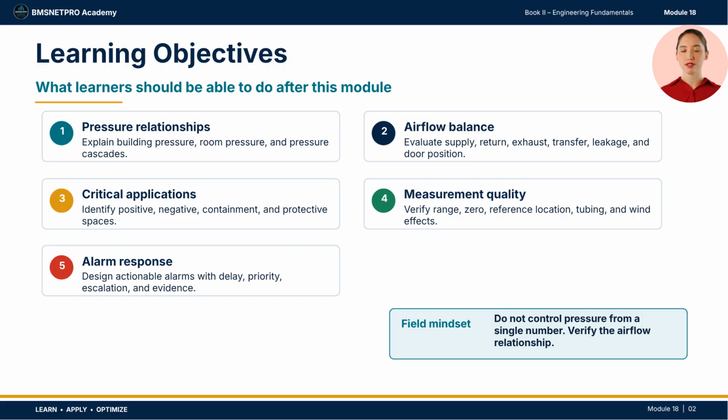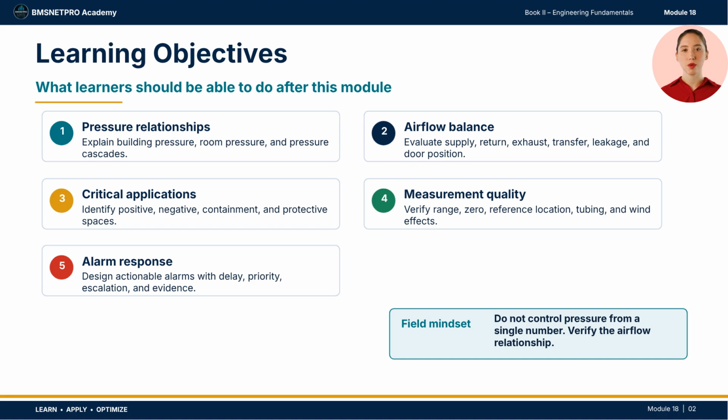By the end of this module, learners should be able to explain pressure relationships in plain field language. They should understand why supply, return, exhaust, transfer air, leakage, and doors all contribute to room pressure. They should be able to identify where positive pressure is used to protect a space, where negative pressure is used to contain a hazard, and why a pressure cascade is more than a group of set points.